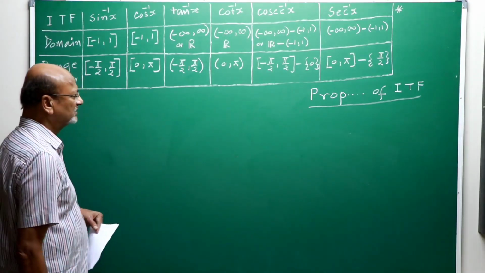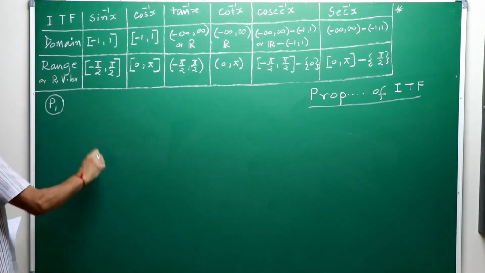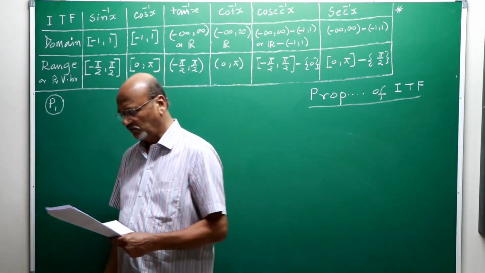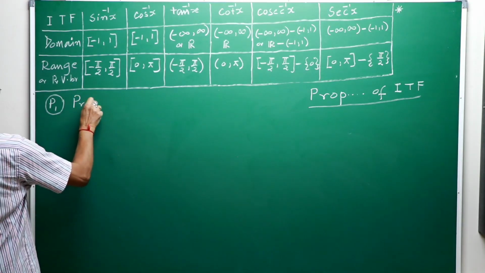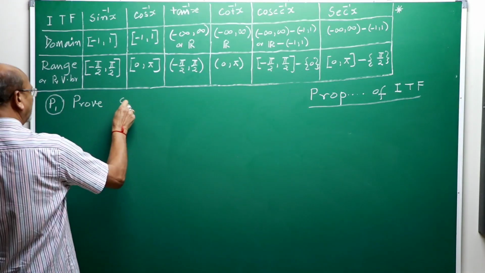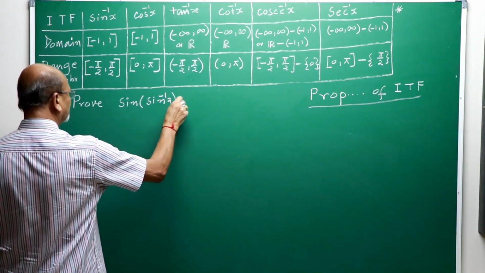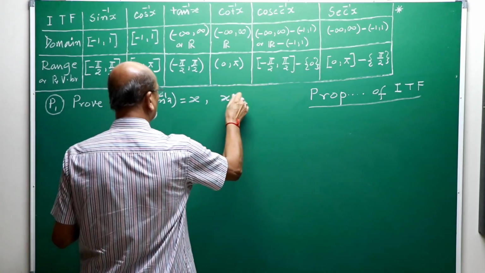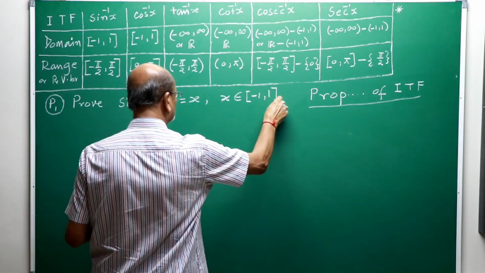All right, friends. First property, I write it as P1. What is P? It stands for property. What is 1? First property. Yes, friends, that first property is this: sine of sine inverse x equal to x. What about your x? The domain for sine inverse is -1 to +1.